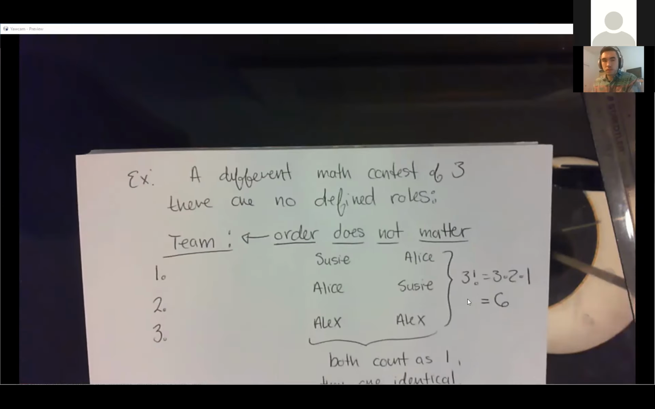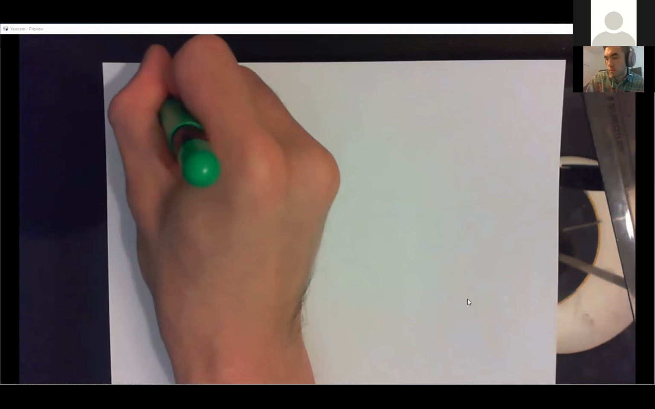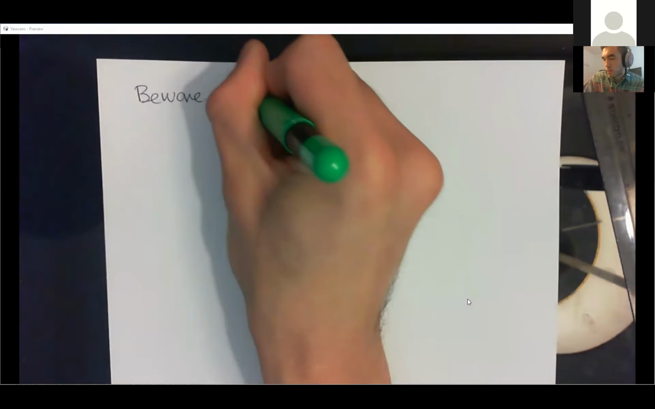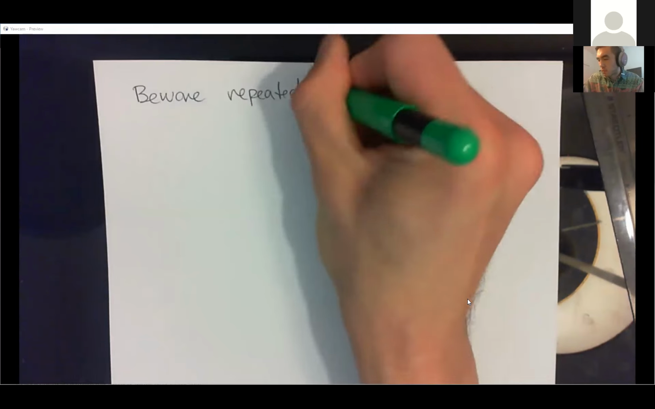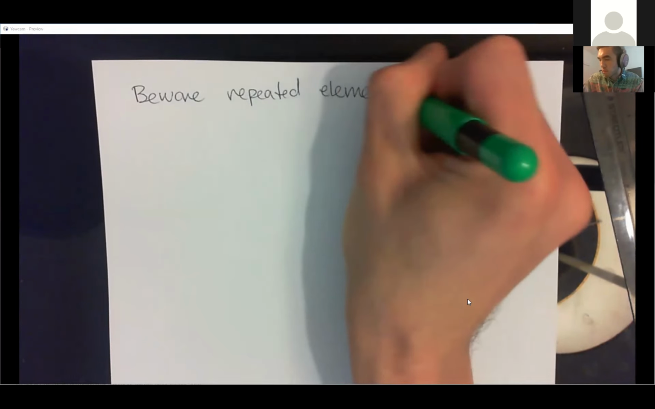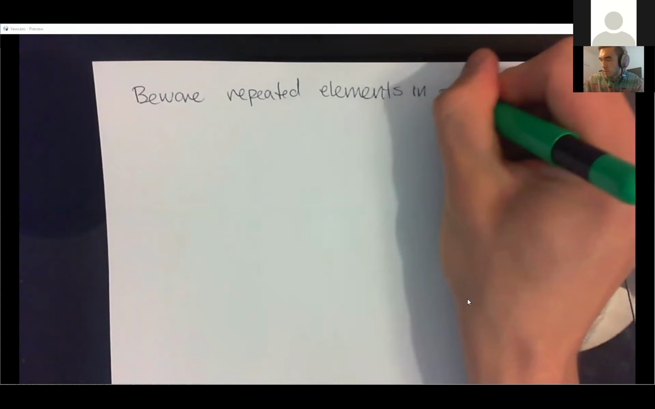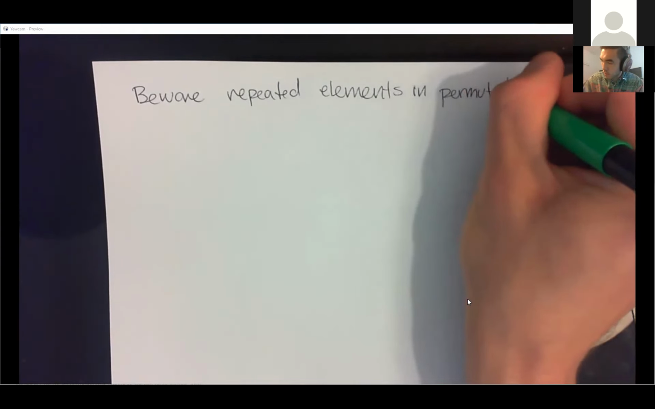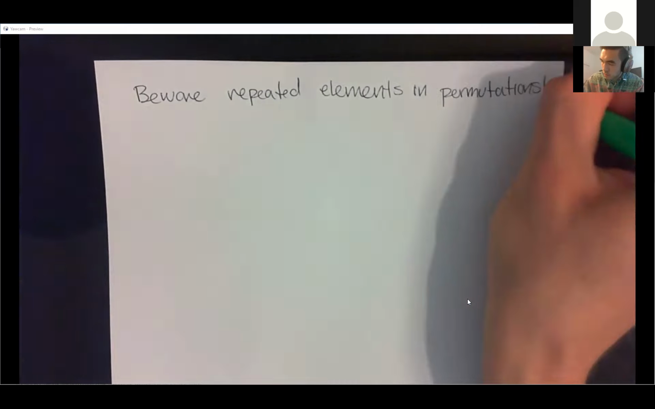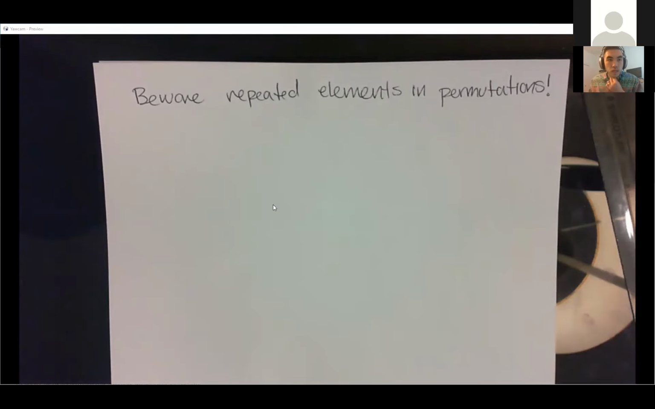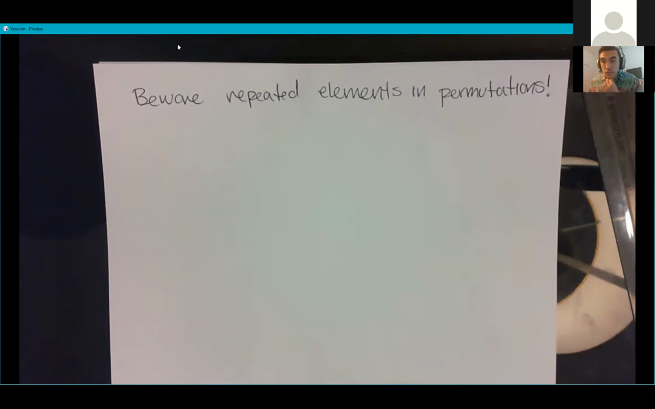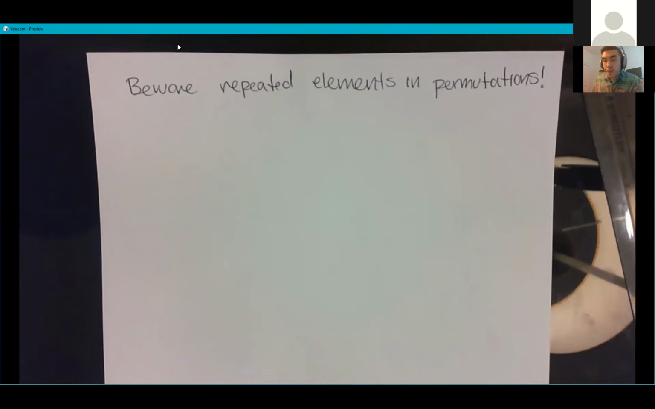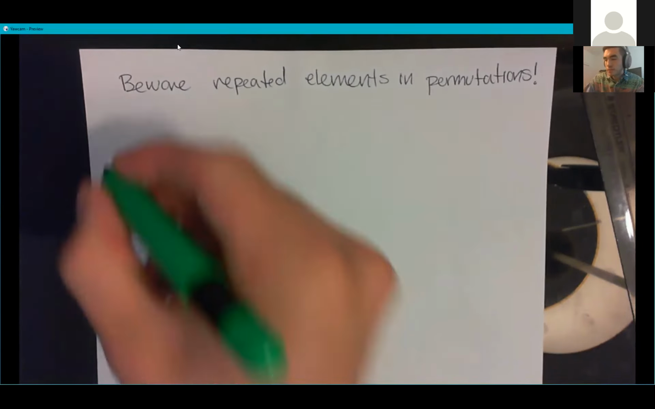Beware repeated elements in permutations. Be very careful when it comes to counting up permutations if you have repetitions within that set of permuted objects, right? So just to draw an example by contrast.